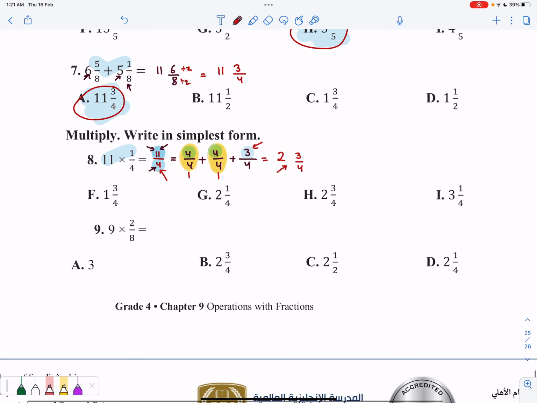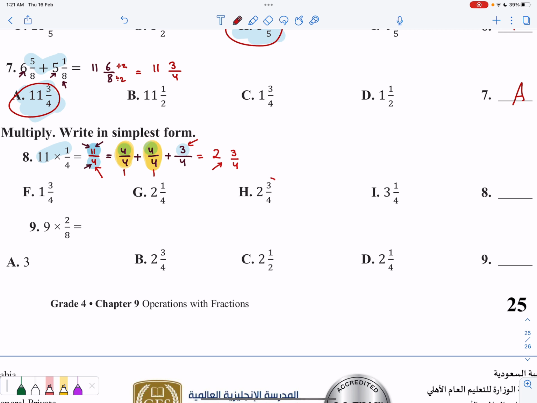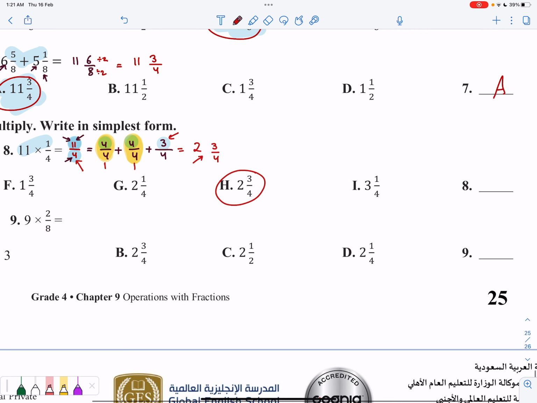So let's search for that number. Of course, it is answer H. So H is the correct answer.